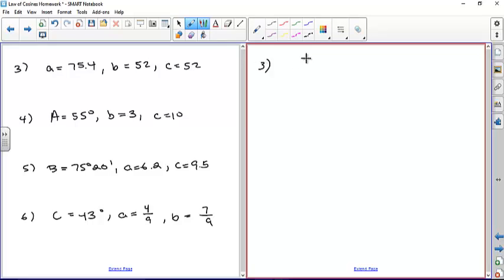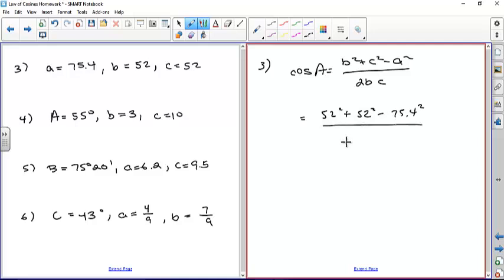So number 3, just so we have practice at using the law of cosines, we'll just use the alternative form. So the cosine of A is B squared plus C squared minus A squared over 2BC. So what do we have? B is 52 squared plus C, which is 52, minus A squared. So that's 75.4 squared divided by 2 times 52 times 52. That's the cosine of A.